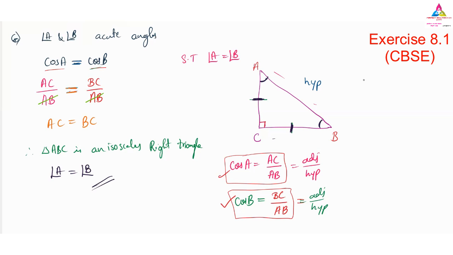So in a triangle, if two sides are equal, the angles opposite to those sides are equal to one another. So this is our sixth one answer. I hope you have understood this. If you have a doubt, ask me. Anyone have a doubt? No, sir. Okay.